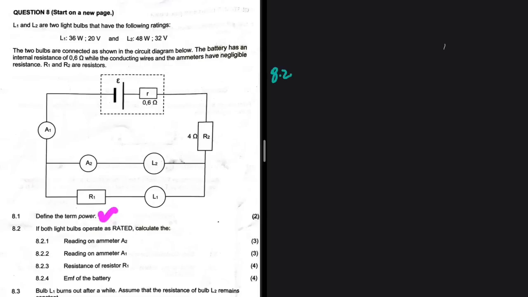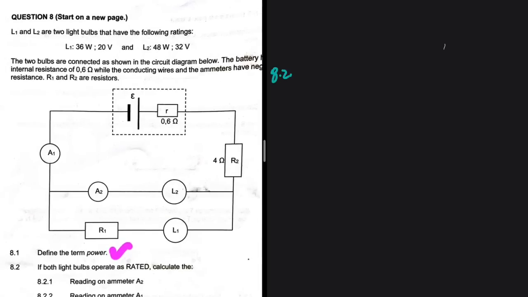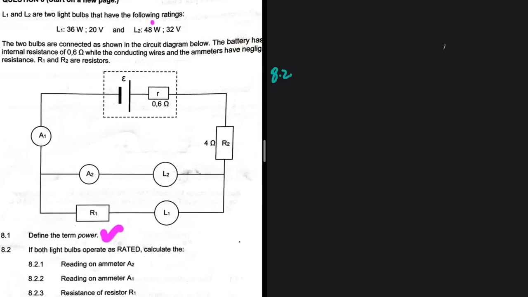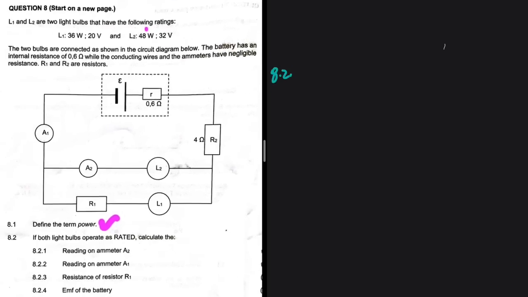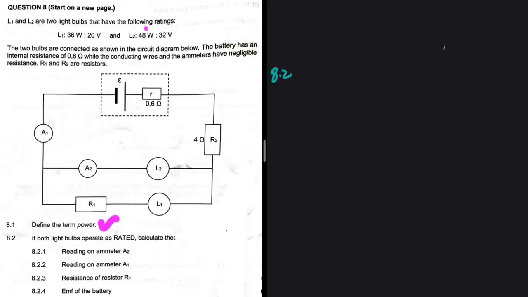So 8.2, if both light bulbs operate as rated, calculate the reading on ammeter A2. So let's go ahead and take a look at our question statement. L1 and L2 are two light bulbs that have the following ratings. We have the power and the voltage of L1, the power and the voltage of L2. The two bulbs are connected as shown in the diagram below. The battery has an internal resistance of 0.6 ohms, while the conducting wires and the ammeters have negligible resistance. R1 and R2 are resistors.